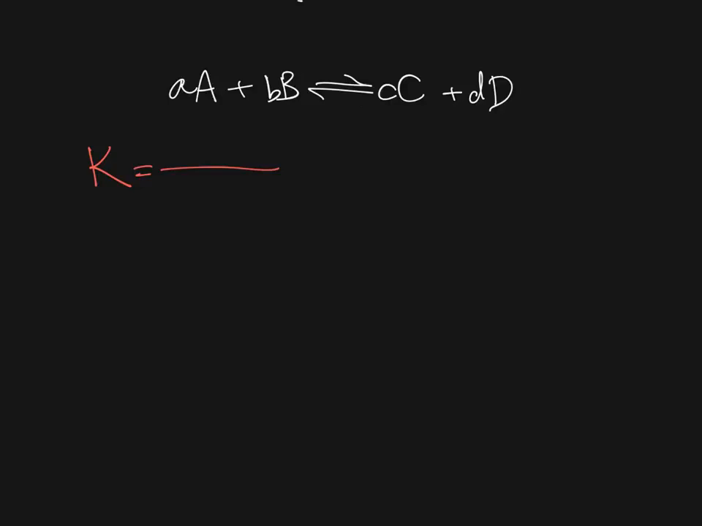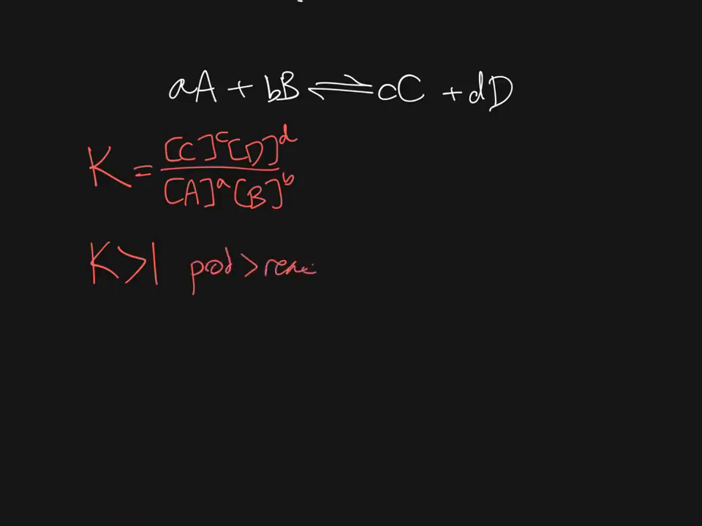This value is defined as the product of the concentrations of the products divided by the product of the concentrations of the reactants. Because it's simply a ratio, it's unitless. We can see from this expression that if K is greater than 1, there will be more products than reactants. Likewise, if K is less than 1, there will be more reactants than products.